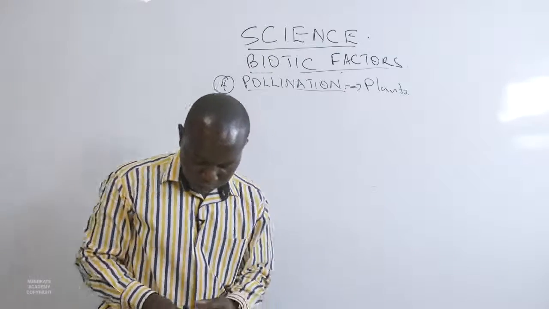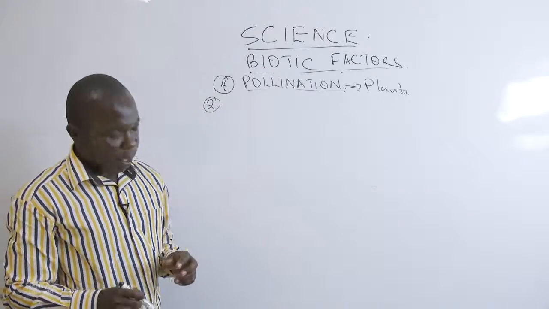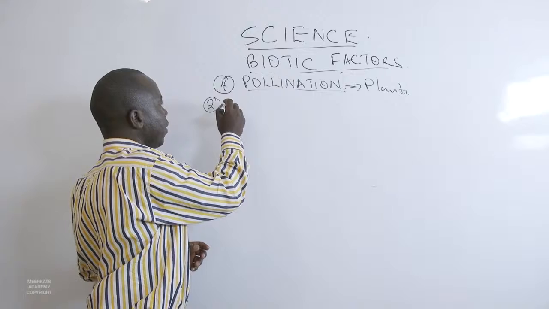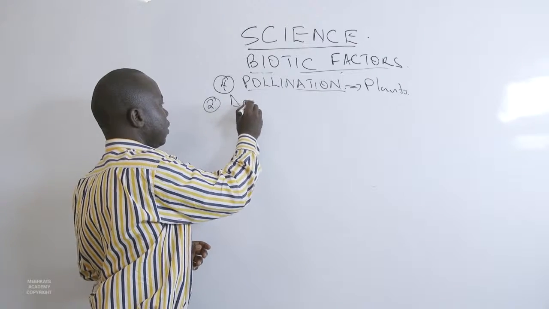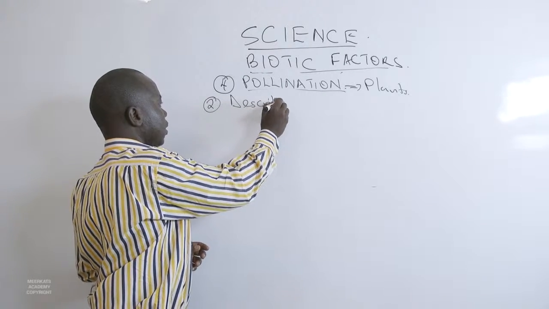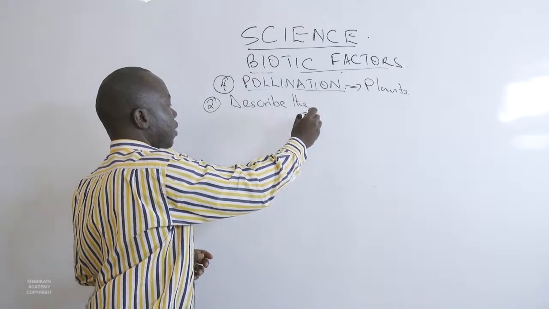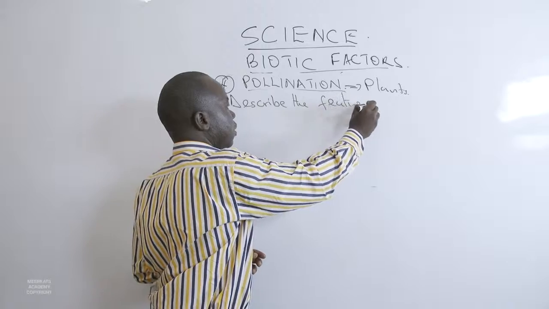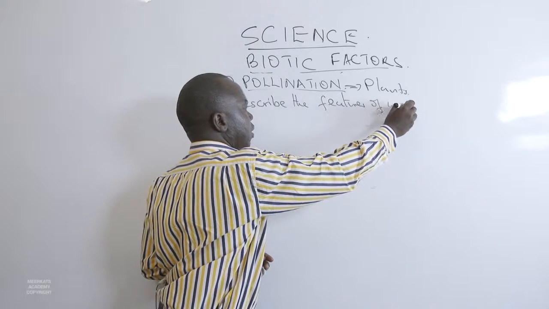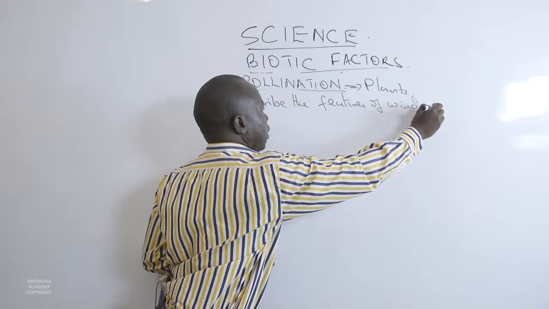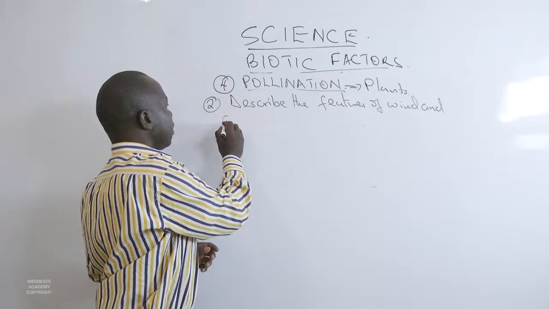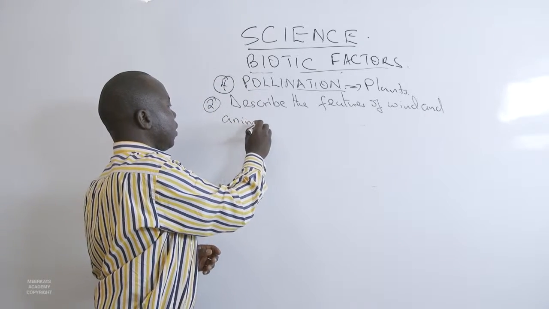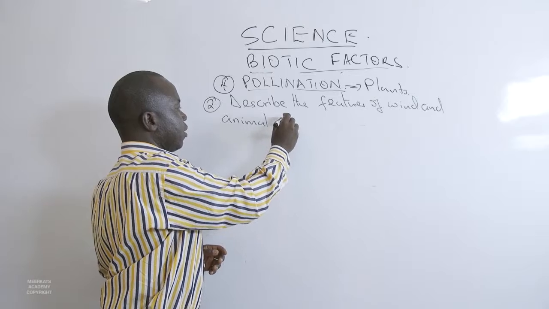Question number two, describe the features of wind and animal pollinated flowers.